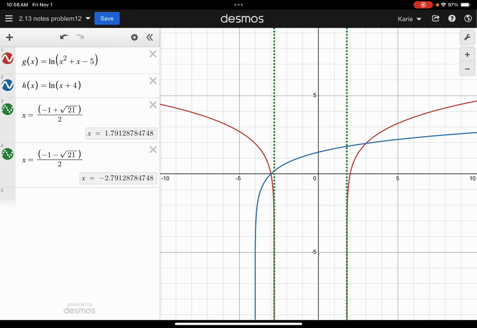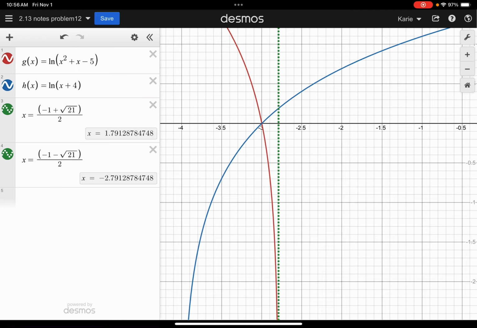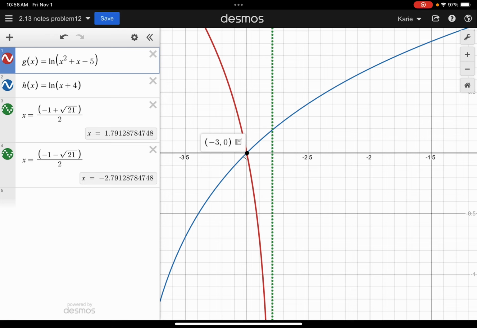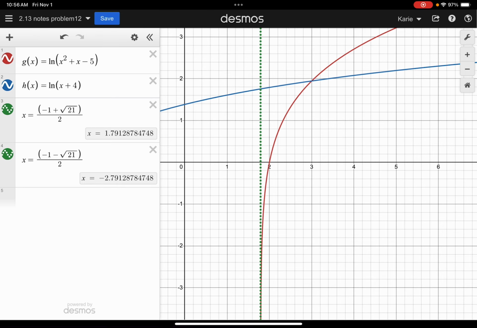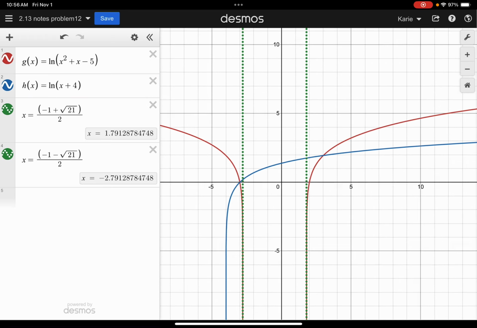And then I also have this graph right here. What I need to know is where the blue is greater than the red. The blue is greater than the red between the point of intersection at negative 3 and this asymptote, the negative 1 minus root 21 over 2. And then over here, the blue is greater than the red on this side, between the negative 1 plus root 21 over 2 asymptote and this point of intersection at positive 3. So hopefully that helps you see this a little bit more.